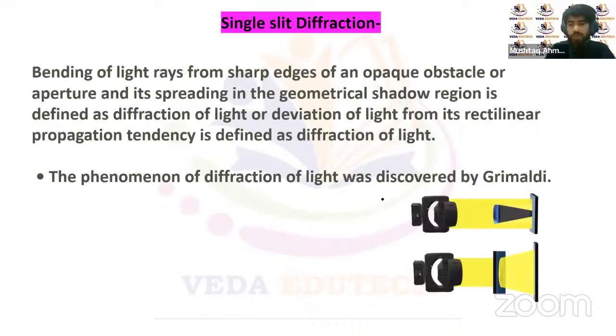So now let's move on to diffraction, let's quickly discuss diffraction, right? Diffraction is the bending of light from sharp edges of an opaque obstacle or aperture, and spreading into the geometrical shadow region. That's what we define as the diffraction of light, or deviation of light from its rectilinear propagation tendency. The phenomenon of diffraction was first discovered by Grimaldi, right?